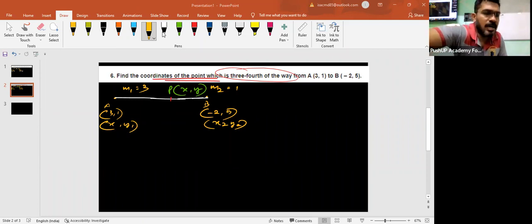I'm not asking you to hurry, children. Go slow, but be steady. Every time you substitute the values into the formula, cross verify it, and then only do the final calculations, so that you save a lot of time in verification. Okay.